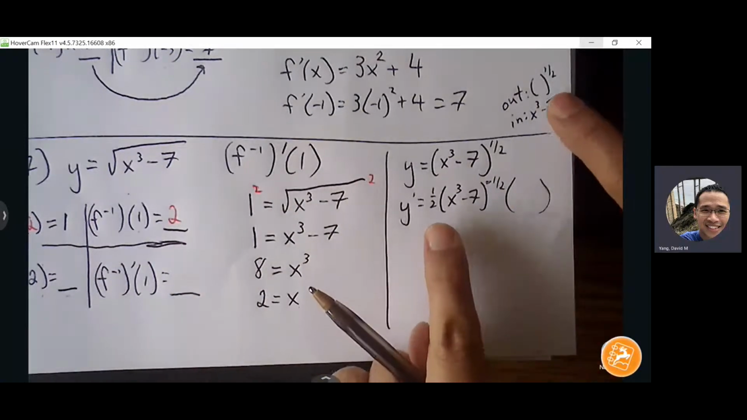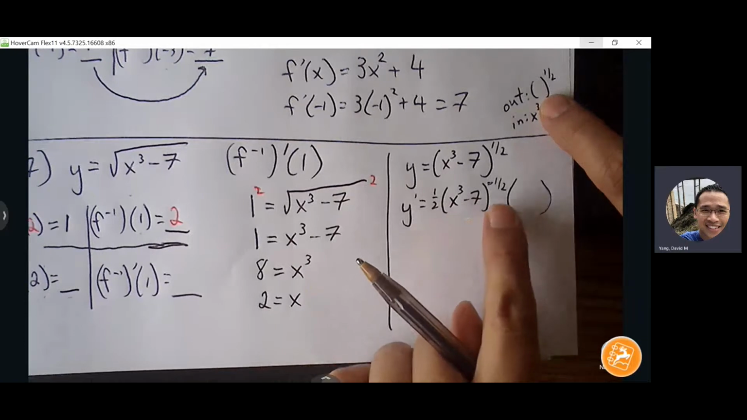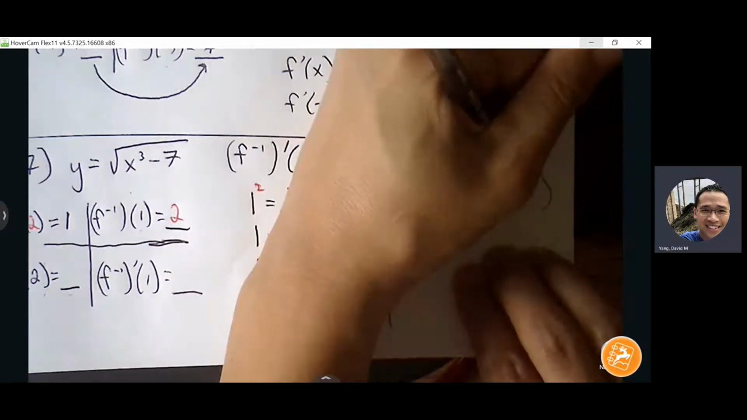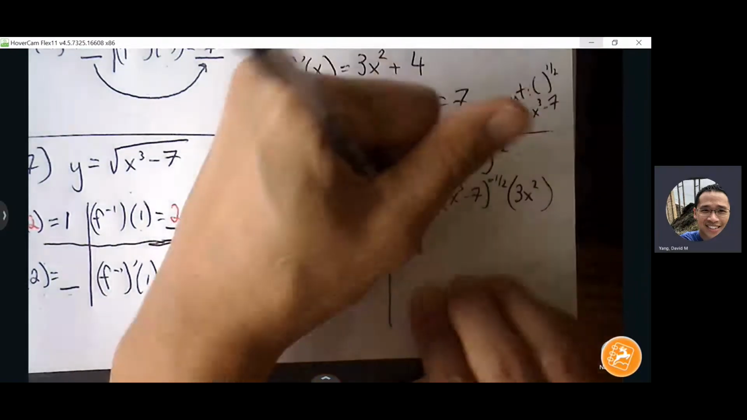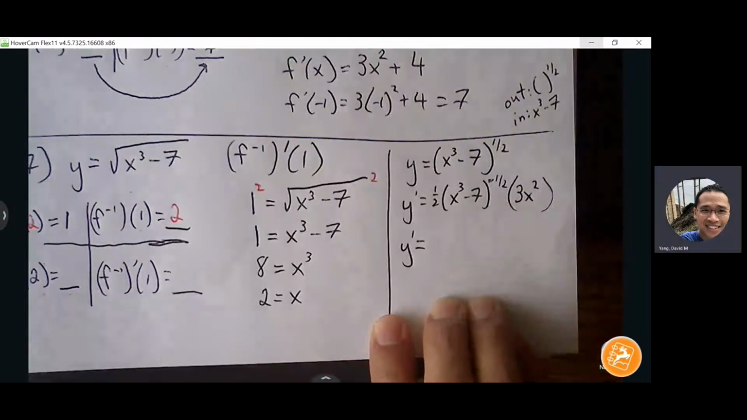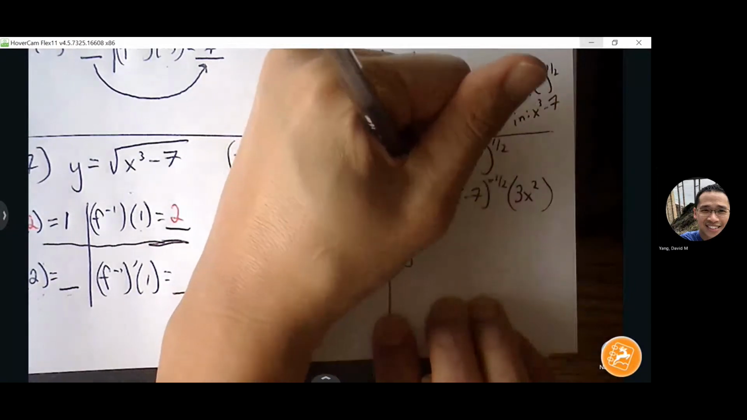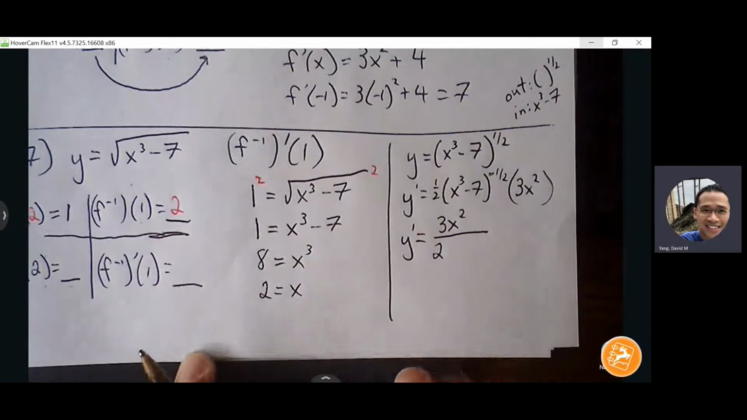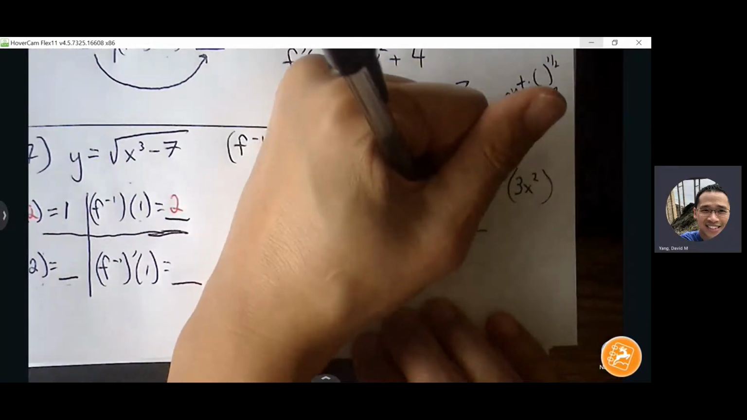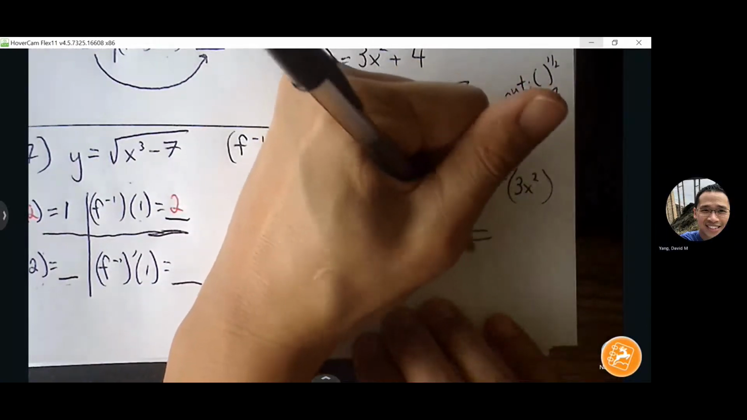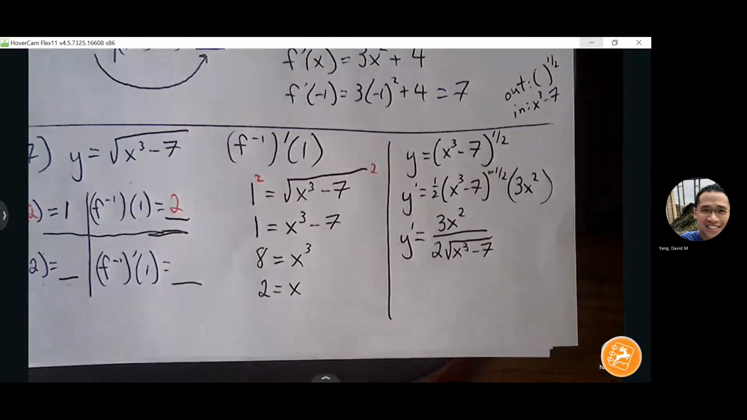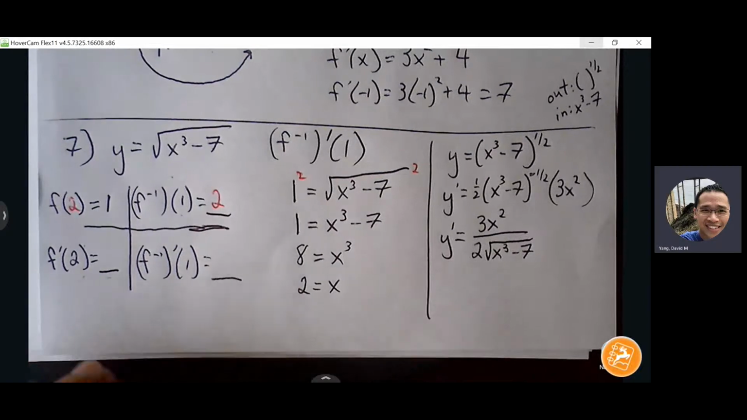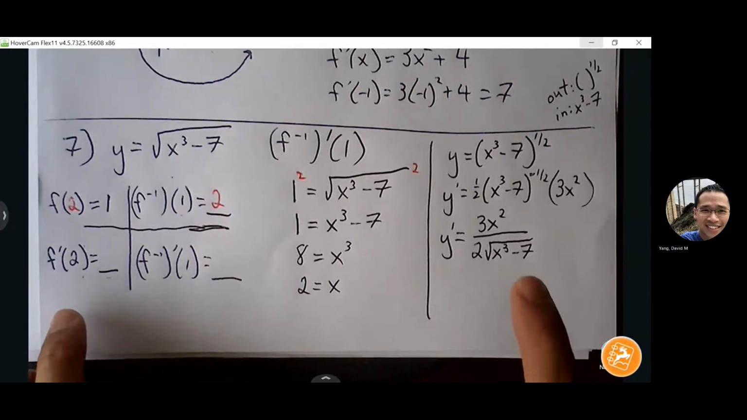Outside's derivative, go through power rule. 1/2 parentheses to the negative 1/2 times the inside's derivative, x cubed minus 7 becomes 3x squared. Do some cleanup here. Bring the square root back down to my denominator. All right, so now I have y prime. What can I do with that y prime?